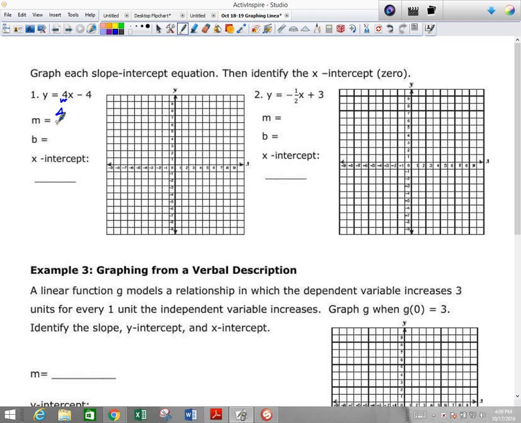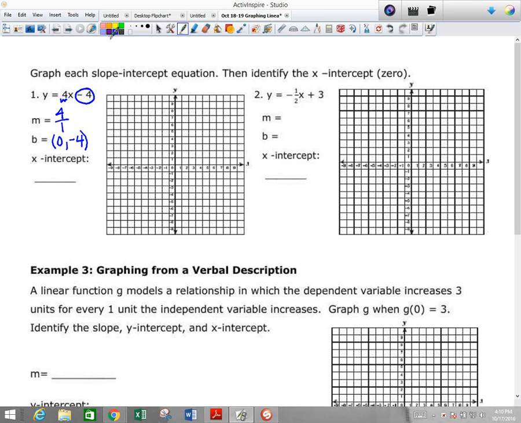And since I'm going to be graphing, I'm going to go ahead and write the slope as a fraction. So this one will be 4 over 1. And then my y-intercept has a negative in front of it, or minus sign, which makes a negative. So it becomes 0, negative 4. All right, now let's graph it.